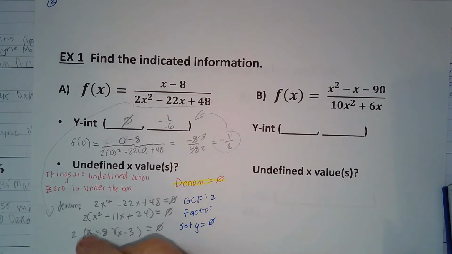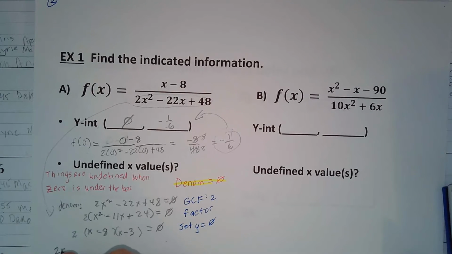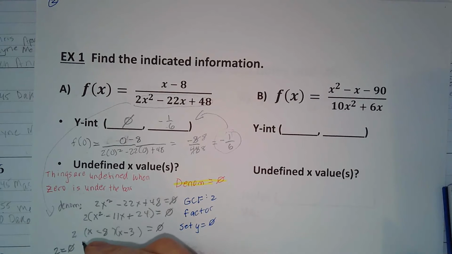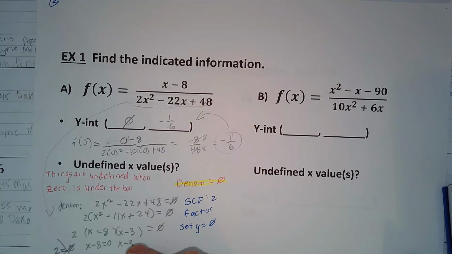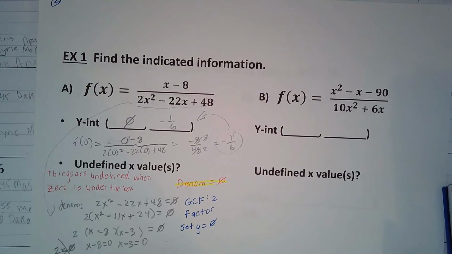All right, so now let's do that. I've got a 2 here, so we'll say 2 equals 0. Well, does it? No, it doesn't. So this goes away. Doesn't work. But I can say that x minus 8 could equal 0, and x minus 3 could equal 0. So this becomes x equals 8, and this becomes x equals 3.